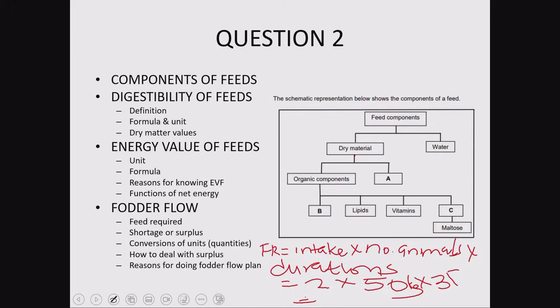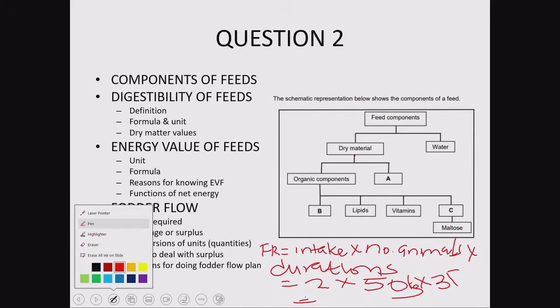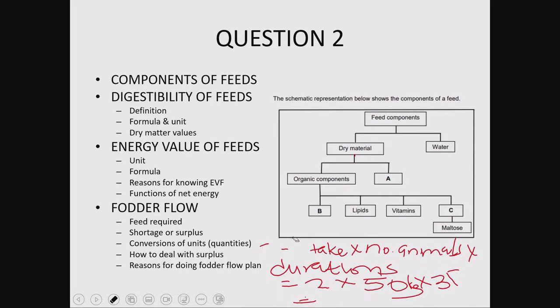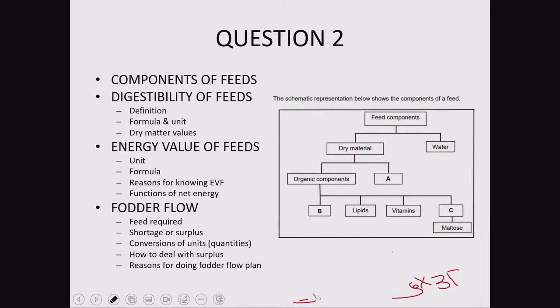And then what else can you be asked? You can also be asked to calculate shortage or surplus. A simple way to get a feed shortage or feed surplus is to say shortage or surplus is equal to feed available minus feed required. Then you'll be able to see if this farm has got a shortage or surplus.